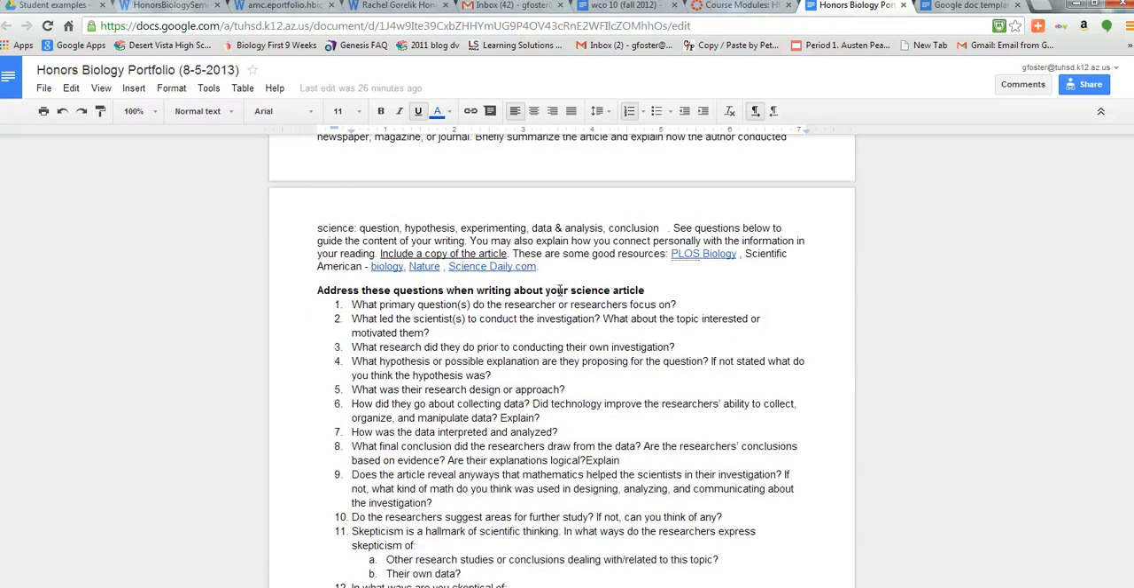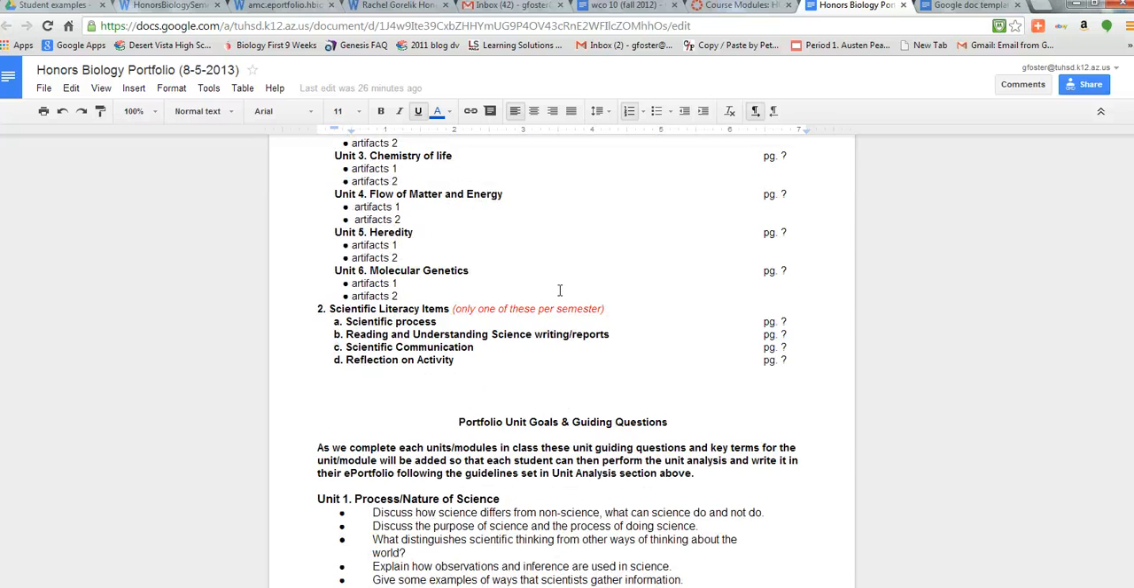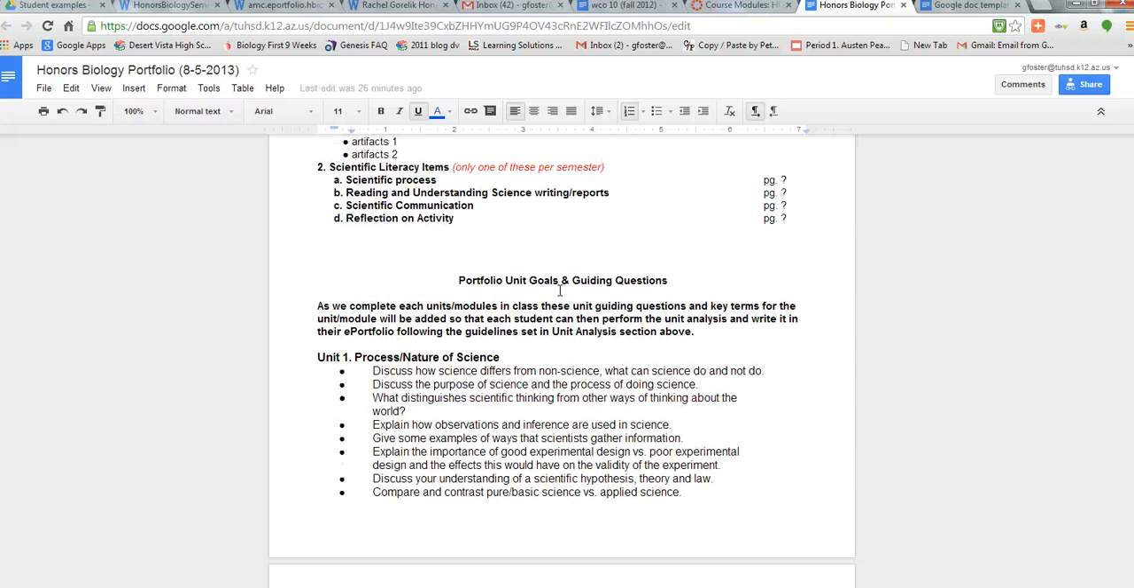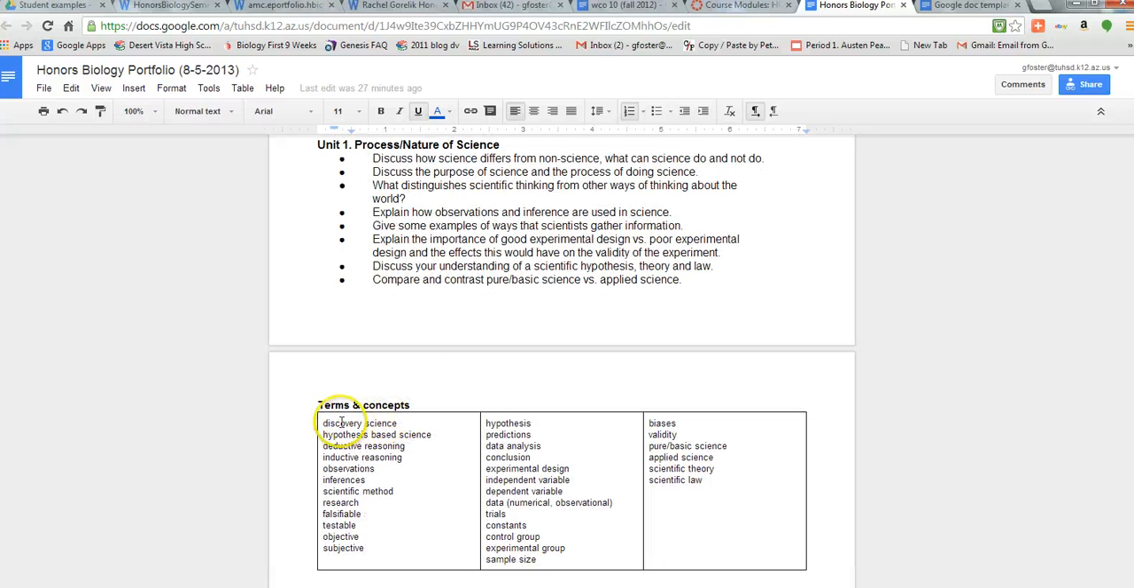If you scroll down to the bottom of the directions, below a copy of the template, what I gave you, here's what you'll see right here. Portfolio unit goals and guiding questions. And it gives you that information here. And here's unit 1. And I gave you some bulleted prompts that you can use to help you write your unit analysis. And then these are the terms that I expect to see in context in your writing for that unit, because these are the things we learned about in the unit.